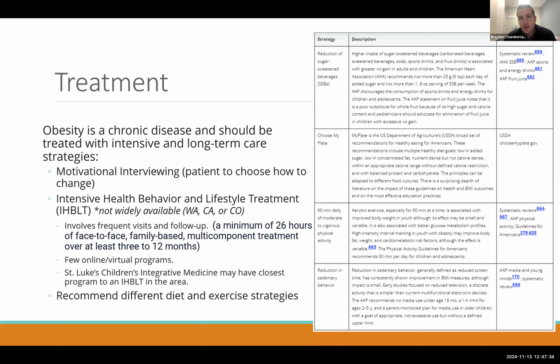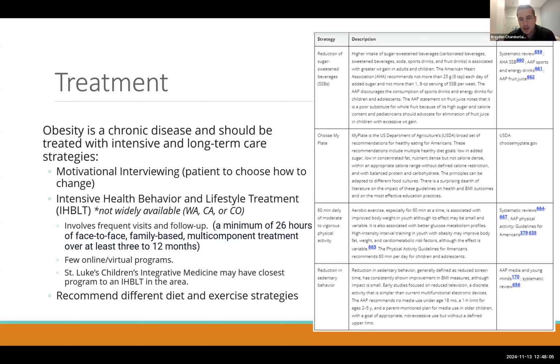The first one is just a general recommendation to reduce or remove sugar sweetened beverages. They have seen good weight loss, or decent weight loss, with removing sugar sweetened beverages in both adults and children.